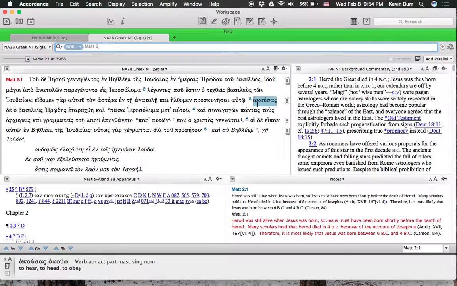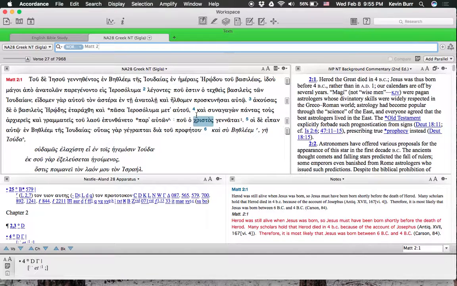So, after hearing, and something like this, or after hearing the report, or after hearing the magi, something along those lines is implied. After hearing, the king Herod was troubled, aorist passive indicative, third singular, of tarasso, etarakthe, and all Jerusalem with him. Pasa Hierosoluma met autou, and all Jerusalem with him.